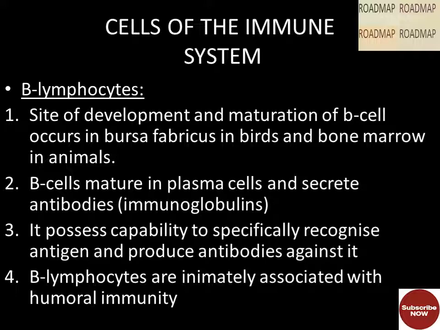So you can remember that B lymphocyte starts with bursa B in birds and bone marrow B in mammals. During the course of immune response, B cells mature into plasma cells and secrete antibodies, which are basically immunoglobulins. The B cells possess the capability to specifically recognize each antigen and produce antibodies against it. B lymphocytes are intimately associated with humoral immunity.